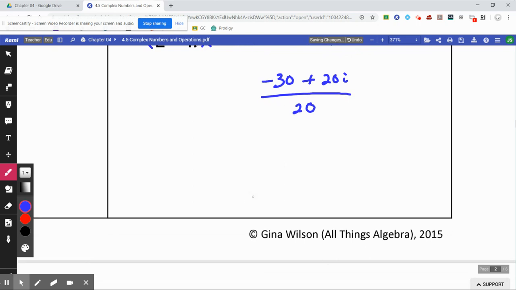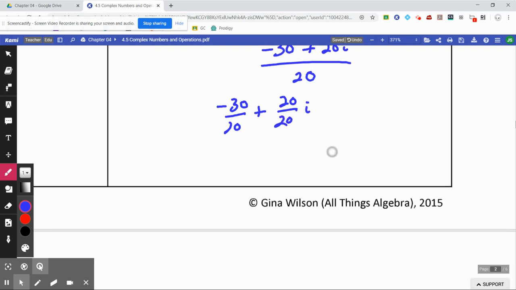Now let's split it. Negative 30 over 20 plus 20i over 20, leave the i. That's going to be, reduce that, negative 3 halves plus 1i.